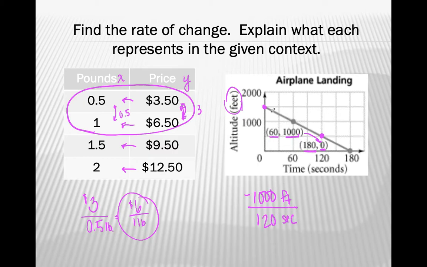So that means as your airplane is landing, it drops 1,000 feet every 120 seconds. So if I divide that, just to simplify it and get a unit rate, that is negative 8.3 repeating feet per 1 second. So that means the plane is dropping 8.3 feet every second.